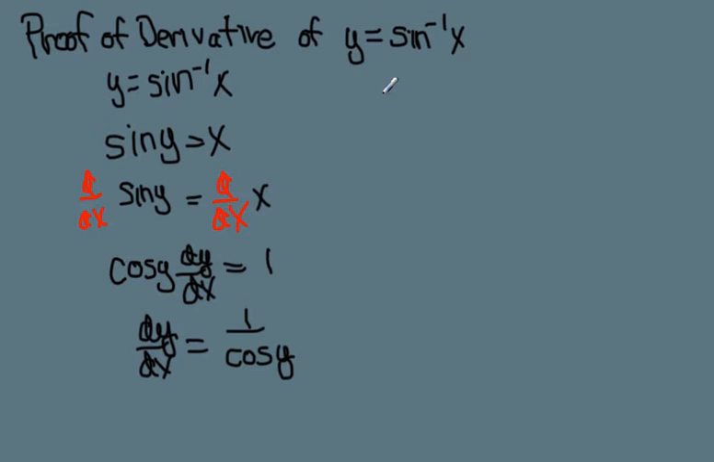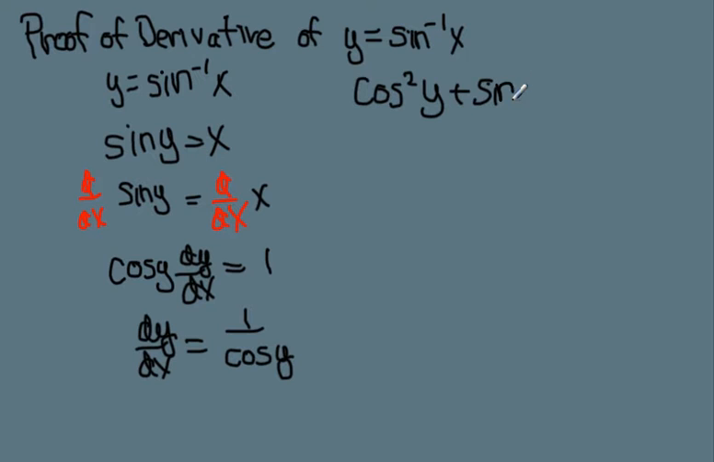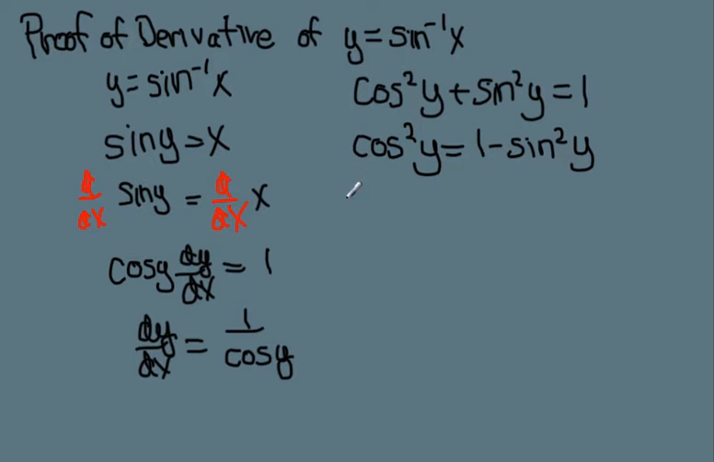So from here, I'm going to use a trig identity. I'm going to use the fact that cosine squared of y plus sine squared of y is equal to 1. Then I can find out what cosine y equals. So cosine squared of y is equal to 1 minus the sine squared of y. Then I'm going to take the square root of both sides. So the cosine of y is equal to, now this should be plus or minus, but for this purpose, it's okay to just say it's the square root of 1 minus the sine squared of y.